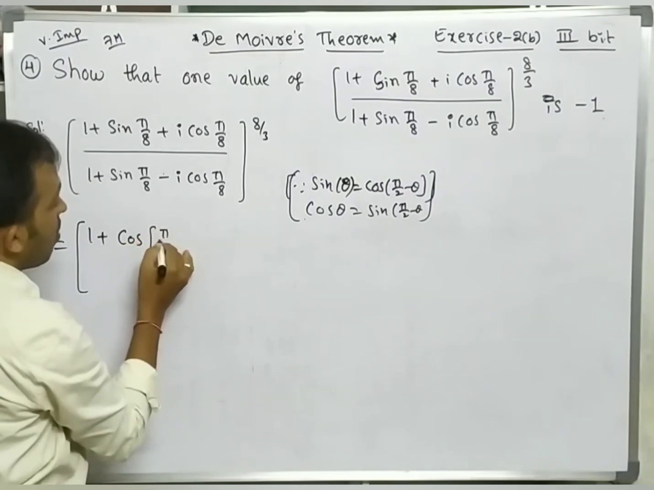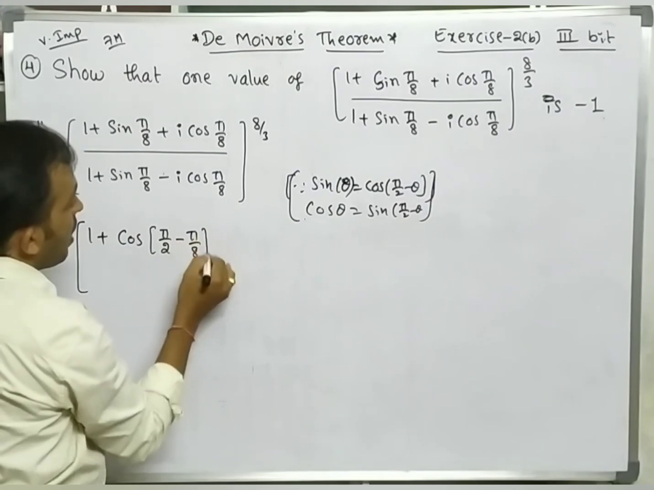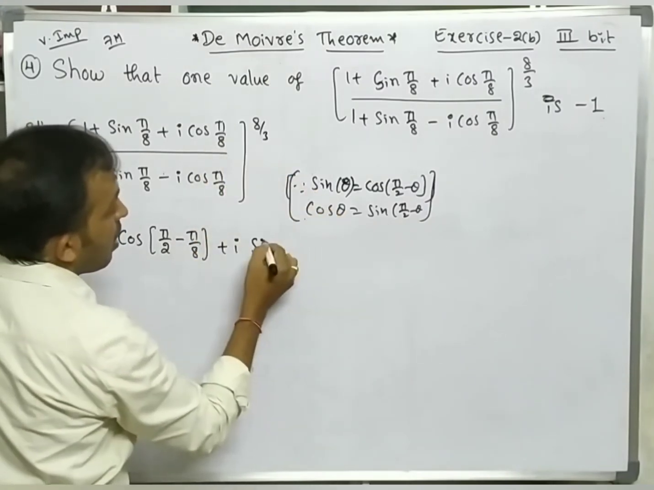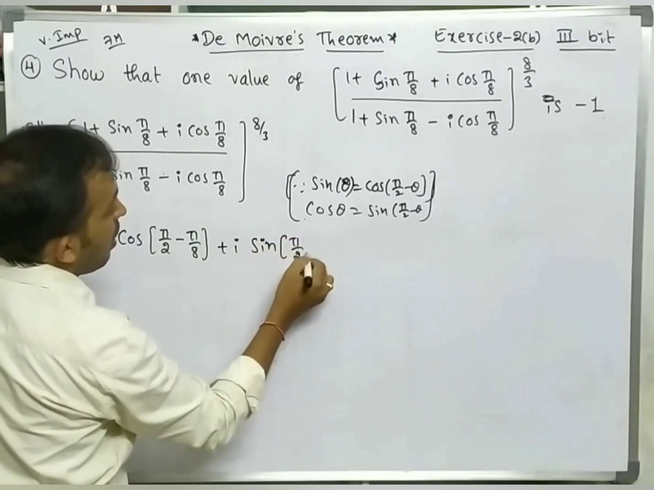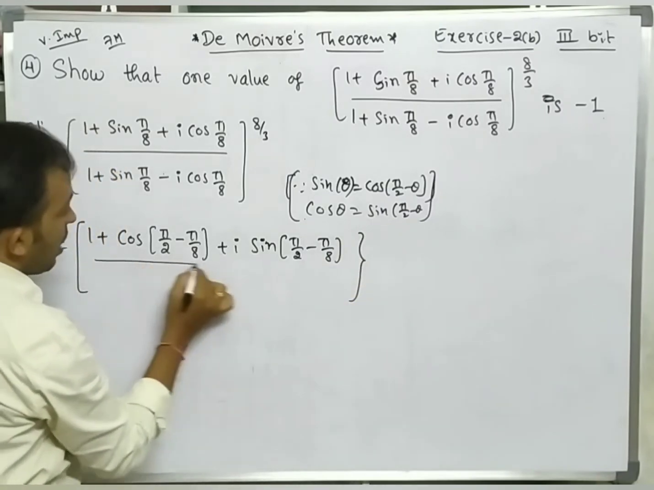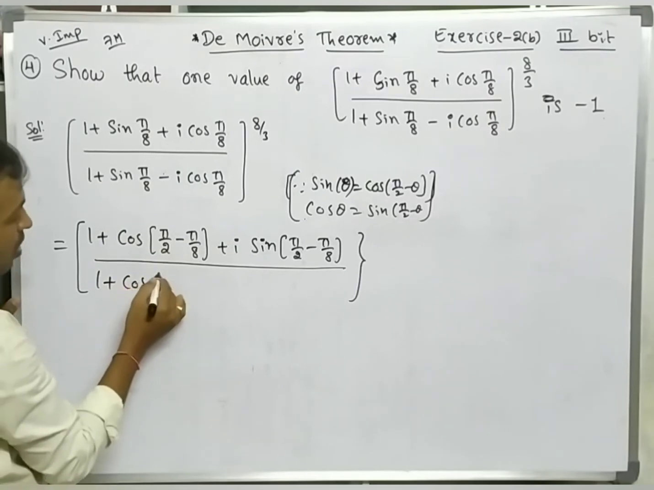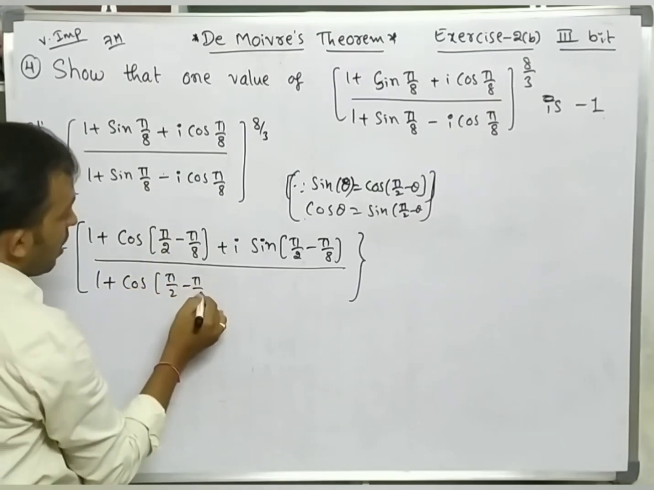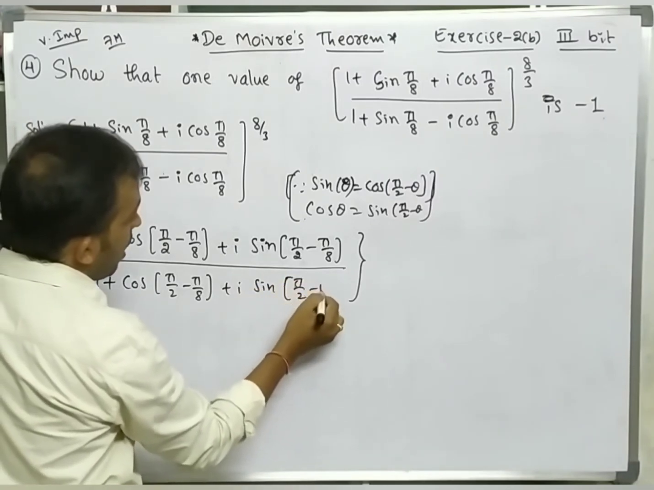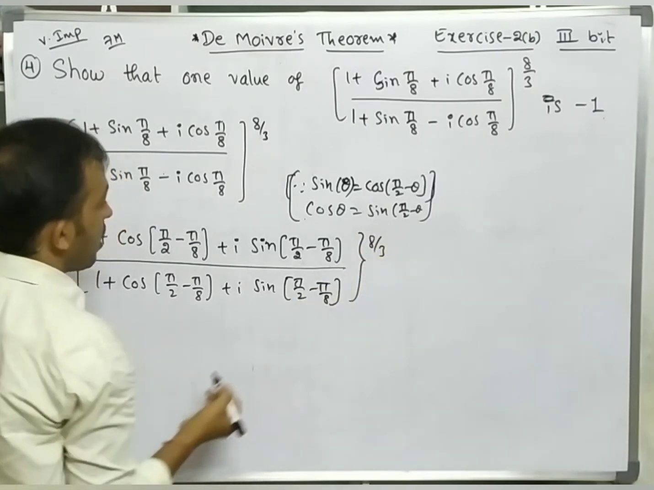That means cos of pi by 2 minus, what is theta here? Pi by 8, plus i. Cos theta can be written as sin of 90 minus theta, pi by 8. Okay, by 1 plus, here the same, cos of pi by 2 minus pi by 8 plus i sin of pi by 2 minus pi by 8, whole power 8 by 3.